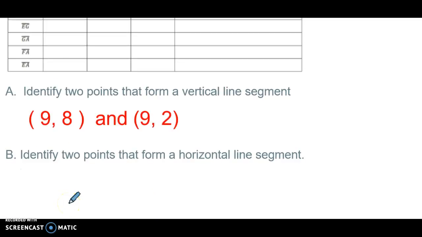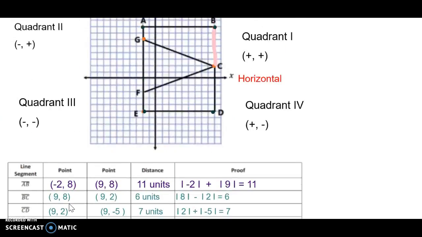Okay, part B says identify 2 points that form a horizontal line segment. So that means it needs to be going from side to side. So an endpoint that connects with another endpoint going side to side. So A and B form a line segment that is horizontal, as well as point E and point D form a line segment that is horizontal.